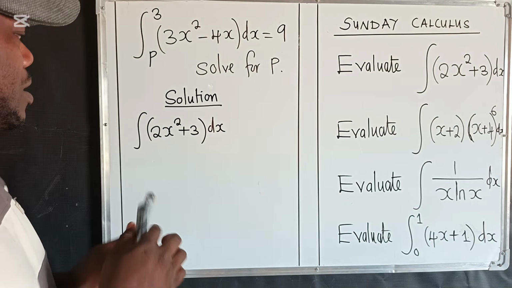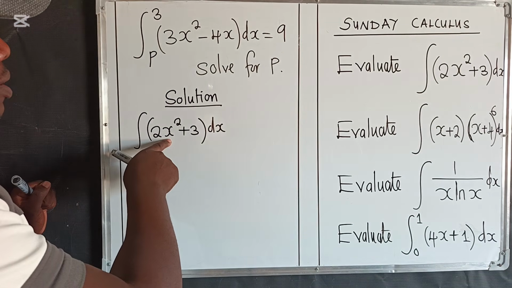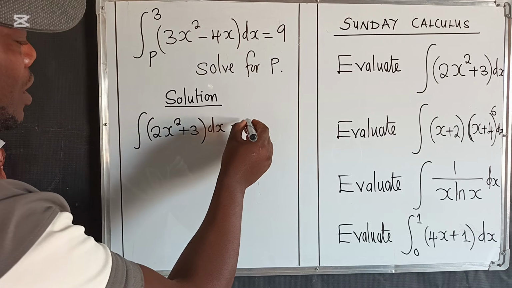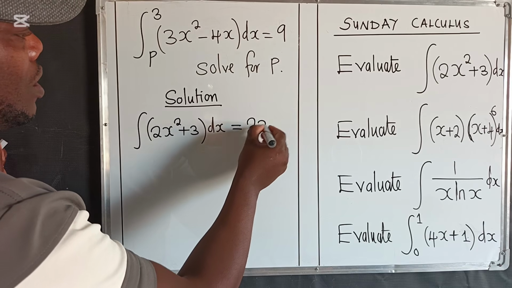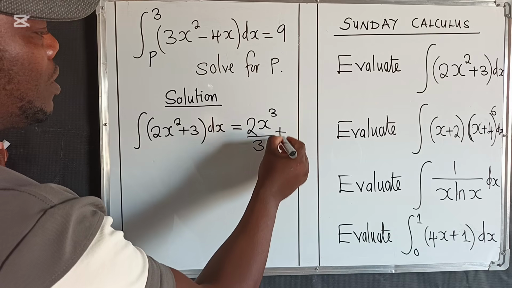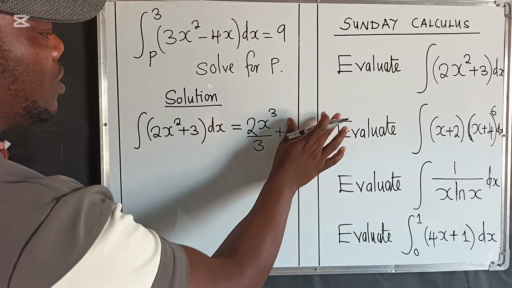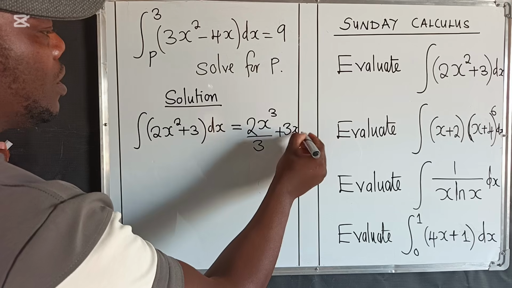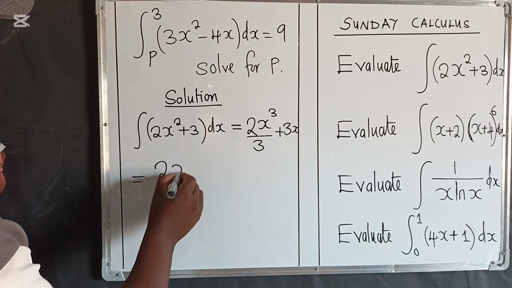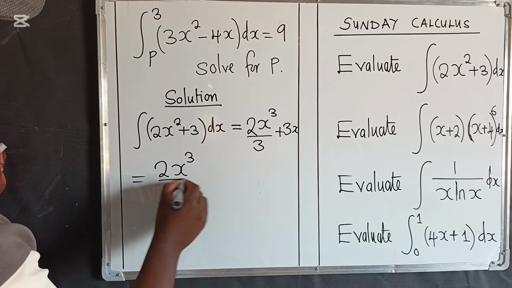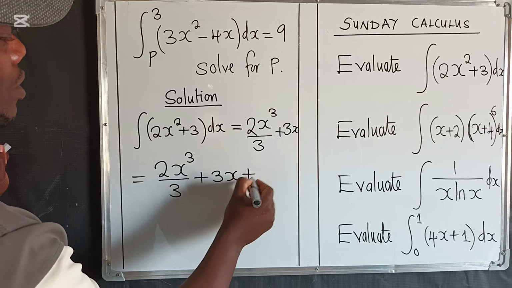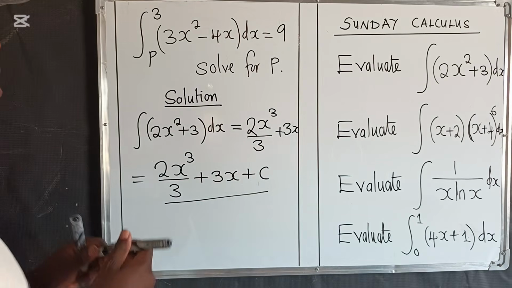Integrate 2x² + 3. Without wasting our time here, we'll just say 2x³ over 3 plus 3x plus c. So this is our answer.